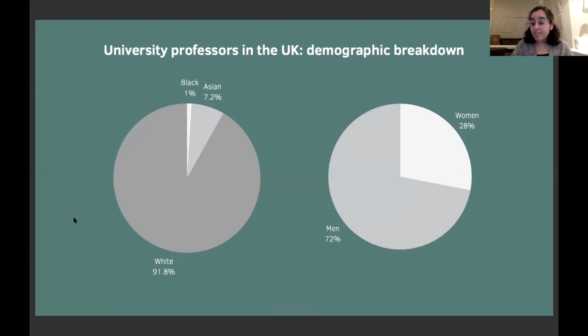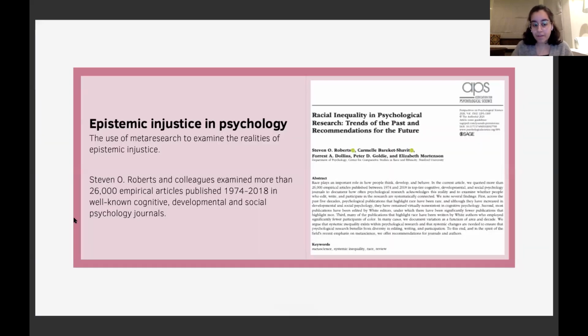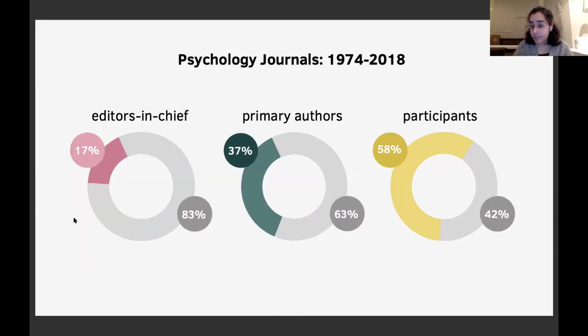Several studies show that the lack of diversity in academia is extensive. For example, less than 1% of professors in UK universities are Black, stagnantly for the last 5 years. There's also a significant gender gap. Only 28% of professorships are held by women. Another example, Roberts and colleagues looked at 26,000 psychology journals published between 1974 and 2018. On average, 83% of editors-in-chief and 63% of primary authors were white, while only 42% of participants were white. So note here that the subjectivities of people of color majority are being evaluated and reported on by non-POC.